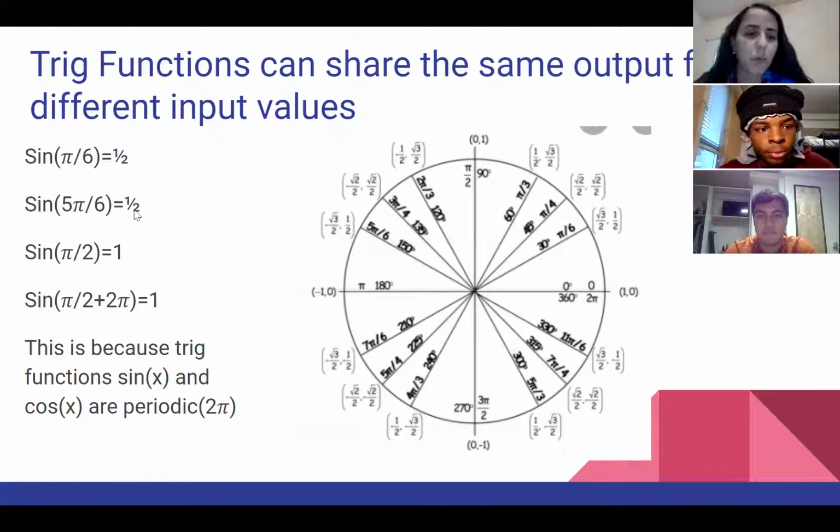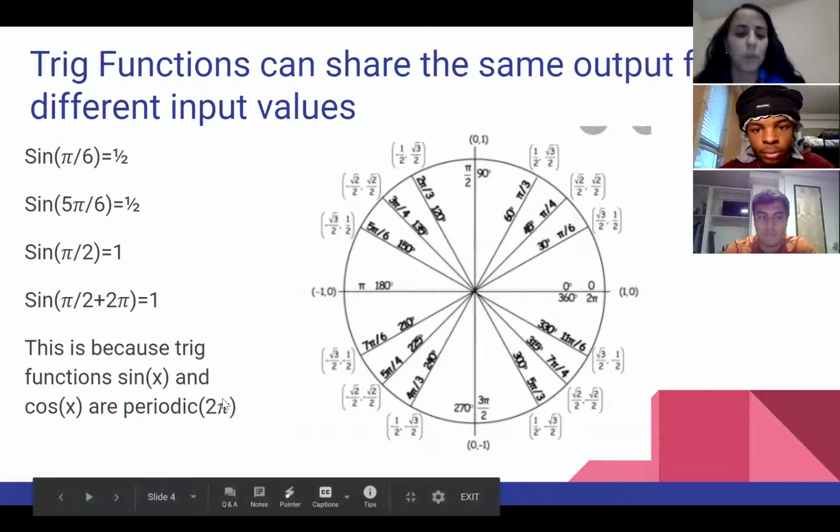Another example would be that sine of pi over 2 equals 1. And if you add a whole period to that, you'll get 1 again because it's a periodic function. Whenever you add a whole period, which will be 2 pi in this case, you'll go back to the same place, so you'll have the same value. For sine of x and cosine of x, the period will be 2 pi, but for tangent it will be just pi.